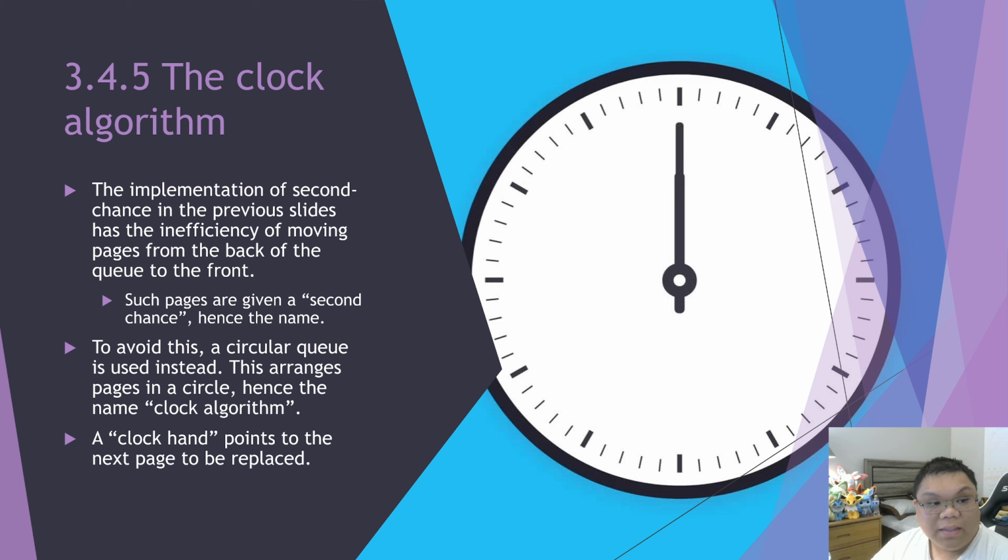The clock algorithm is a different implementation of second chance. The implementation of second chance in the previous slides has the inefficiency of having to move pages from the back of the queue to the front. Instead of using a FIFO queue, we use a circular queue. To visualize this, we can imagine arranging the circular queue around the clock, and the second hand goes tick, tick, tick, tick. When it passes over a page, it resets that reference bit.